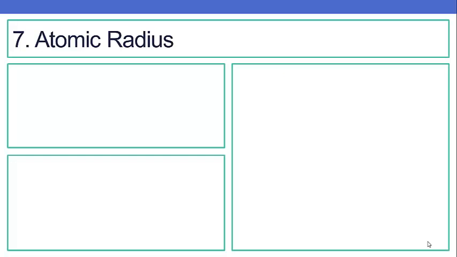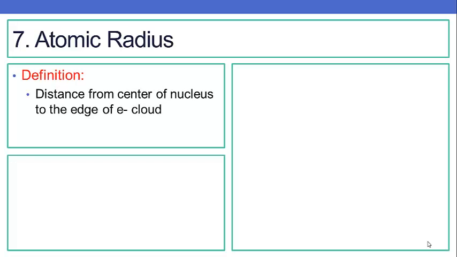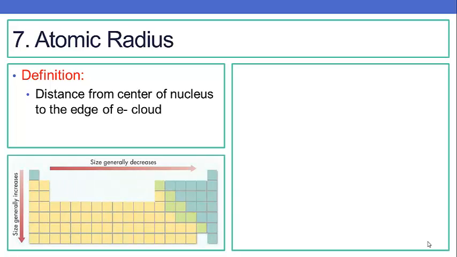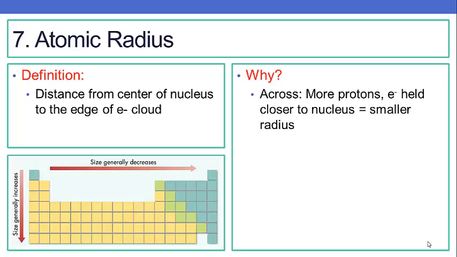Atomic radius. So atomic radius is the distance from the center of the nucleus to the edge of the electron cloud. So it's just the radius of the atom. We see that as we go down a column, the size of the atom is going to generally increase. And as we go across a row, the size is generally going to decrease. We'll get smaller.